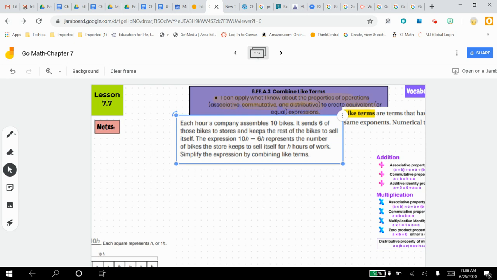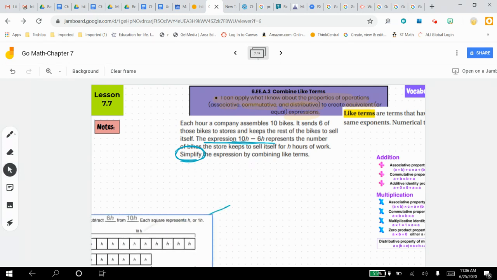They're going to give us the expression. You have this expression right here: 10h minus 6h represents the number of bikes the company keeps to sell itself for h hours of work. Now you're going to see this word here, simplify. This is really what we're doing when we combine like terms. We simplify. Let me show you with the picture here.